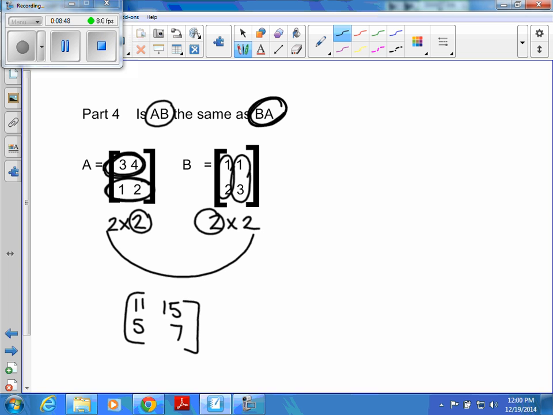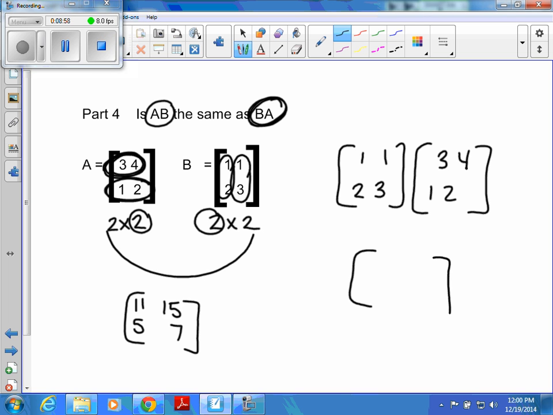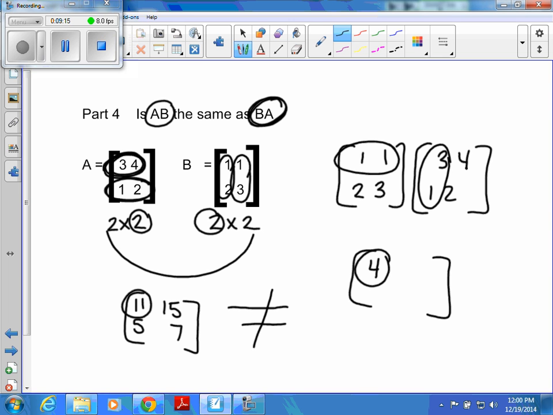Now they want me to do B times A, so I need to rewrite my problem. And I need to go in the opposite direction. Now I need to go row by column, and I need to do my 1, 1. And I'm going to check to see if you get the same answer. 3 plus 1 is 4. They're not equal. I already know it because the 11 and 4 are not the same. So is AB the same thing as BA? You multiply them together? No. I already know because my first terms are already different.